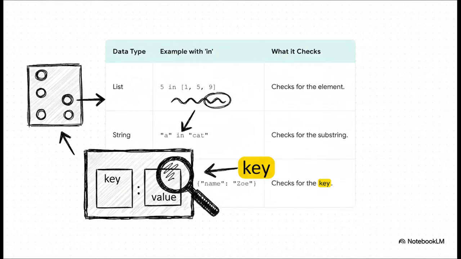And their versatility is a big part of why they're so powerful. You can see here, they work on all sorts of things. For lists, it checks for elements. For strings, it checks for substrings. But, and you have to remember this one, for dictionaries, it checks for the presence of a key, not a value. It's asking, is age a key in this dictionary, not is 25 one of the values. That's a super important distinction.